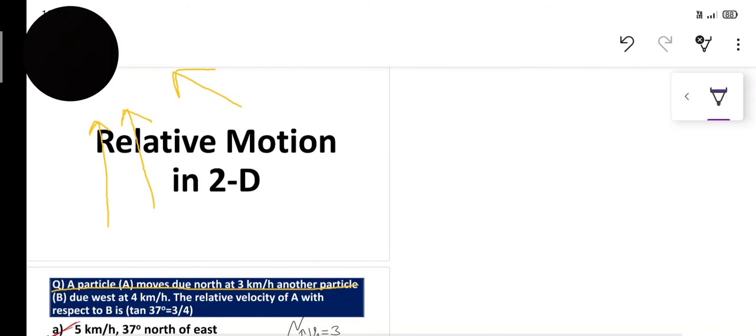I'm doing drawing. Okay, a particle moves due north at 3 km per hour.